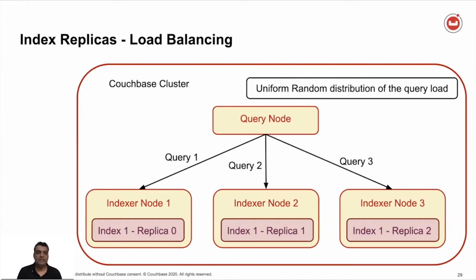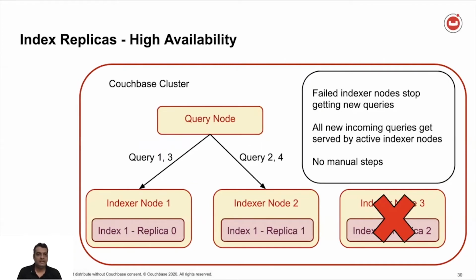Now let's see how load balancing happens with the help of index replicas. In this diagram, we can see a query node and 3 different indexer nodes. Each indexer node is hosting one index replica. Whenever there are multiple requests for the same index that are coming in, there is a logic to do uniformly random distribution across all the replicas of the index. And with the help of that uniform distribution, each indexer node will get an equal number of requests and the load in the cluster will be distributed.